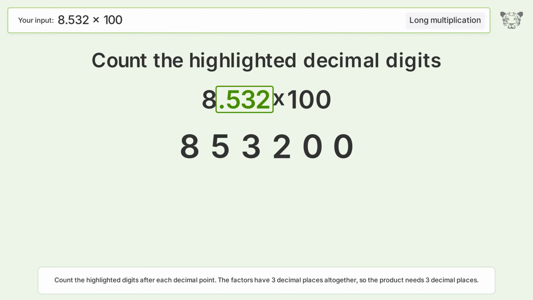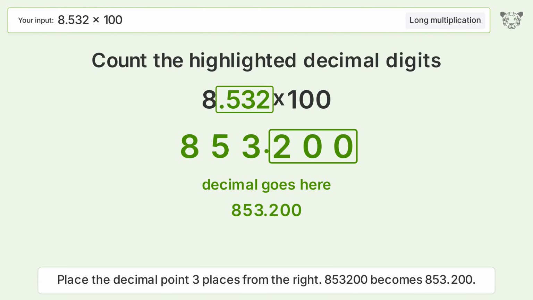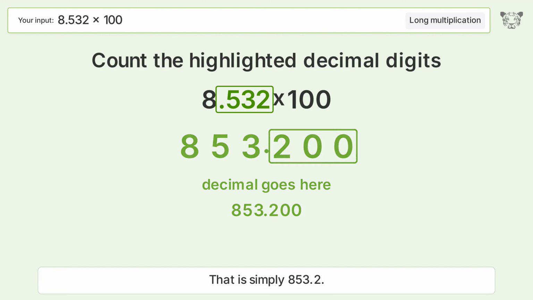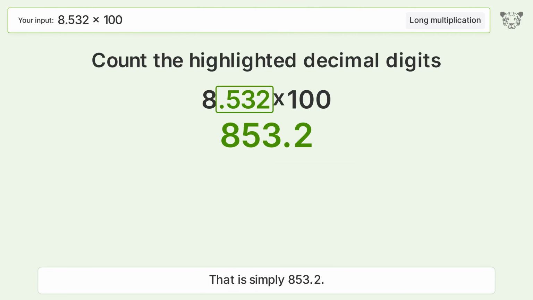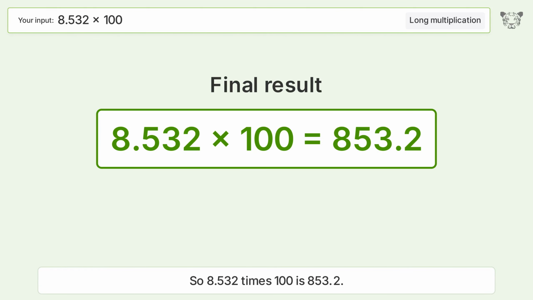Count the highlighted digits after each decimal point. The factors have 3 decimal places altogether, so the product needs 3 decimal places. Place the decimal point 3 places from the right. 853,200 becomes 853.200. That is simply 853.2. So 8.532 times 100 is 853.2.